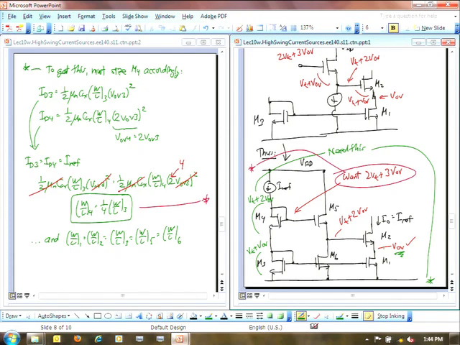But, it's been mentioned already, there's a problem with this. So let's talk about that problem. And that has to do with the body effect in M4, M5, and M2. Okay? And so what does body effect do to you? It changes your VTs. Right? So it'll increase their VTs.